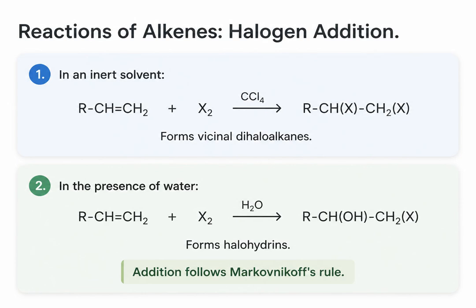The defining chemical property of alkenes is the addition reaction across the double bond. When reacting alkenes with halogens like chlorine or bromine, the solvent matters immensely. If you use an inert solvent like carbon tetrachloride, both halogen atoms add across the bond to form a dihaloalkane. However, if you perform the reaction in water, water acts as a nucleophile, resulting in a halohydrin, where an OH group and a halogen atom are added. This specific addition follows Markovnikov's rule.